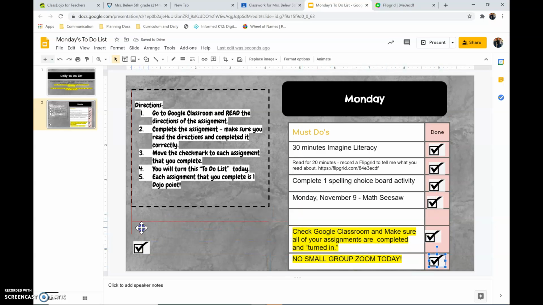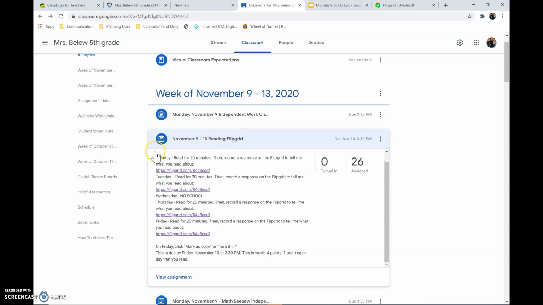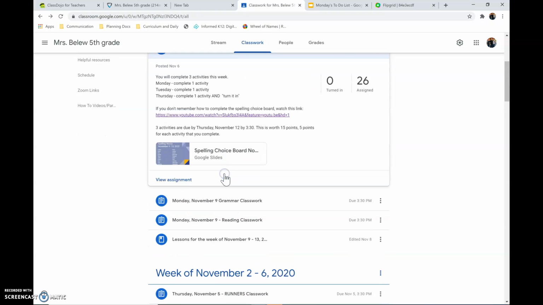She needs to make sure after she does this, she goes back into Google Classroom. She clicks on the assignment, and she clicks View Assignment, and then she clicks Mark as Done or Turn it in. There are, like I said before, a couple of assignments that she will not turn in today, but she needs to be doing a few of them every single day. So let me move those back. And that is the Flipgrid and the choice board for spelling.